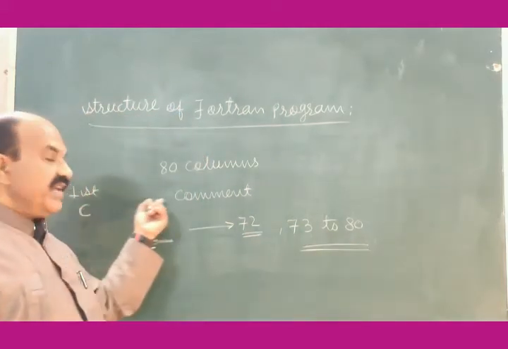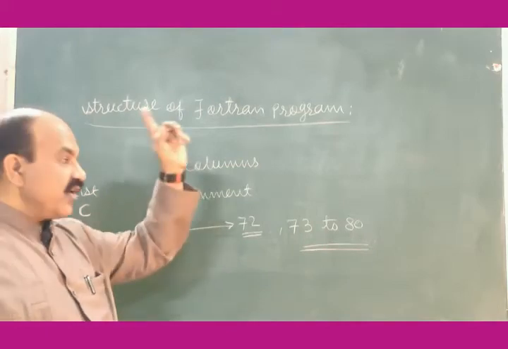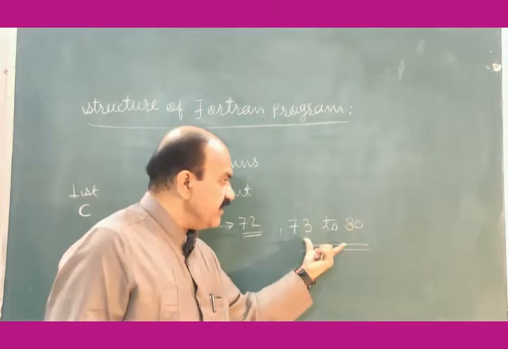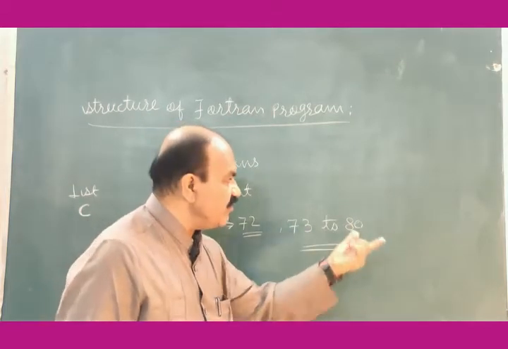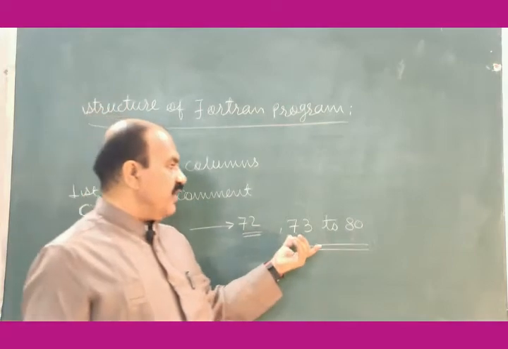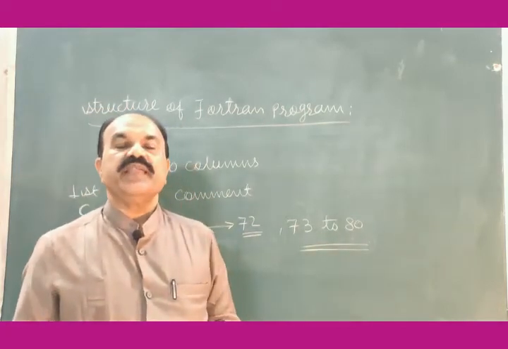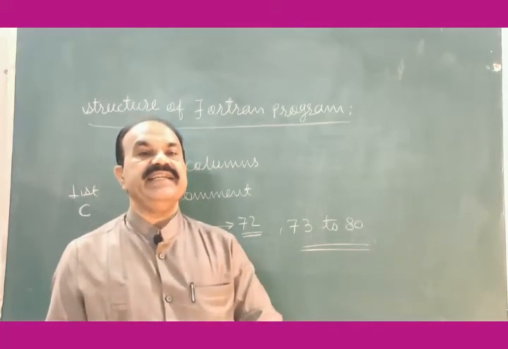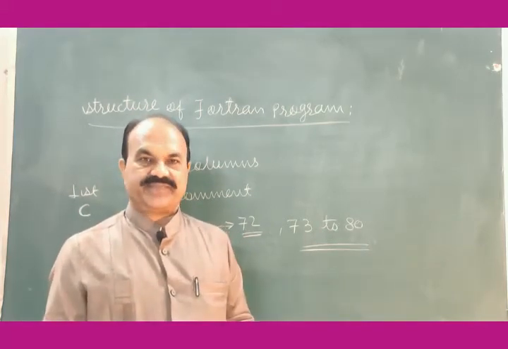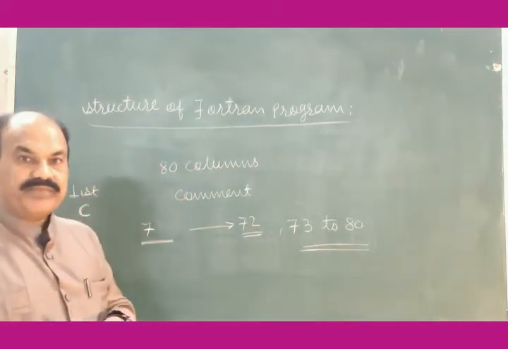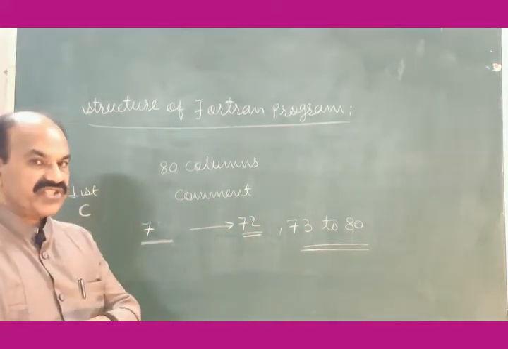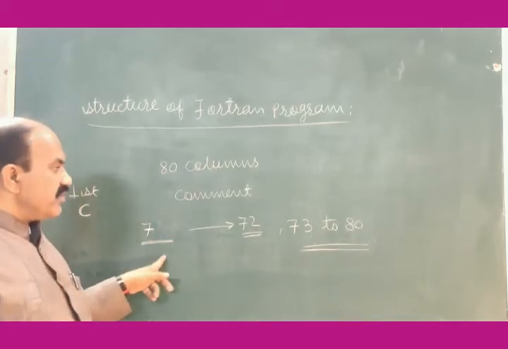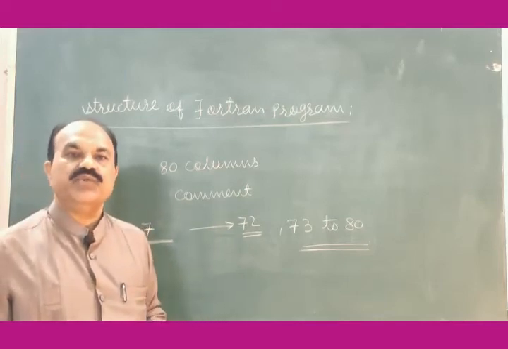A comment may be written on a separate line. Short comments may be written from column 73 to column 80. So, column numbers 73 to 80 are to be used by the programmer, by the user, for writing short comments. Program statements, program instructions in every line are to be written from column number 7 to column number 72 only.